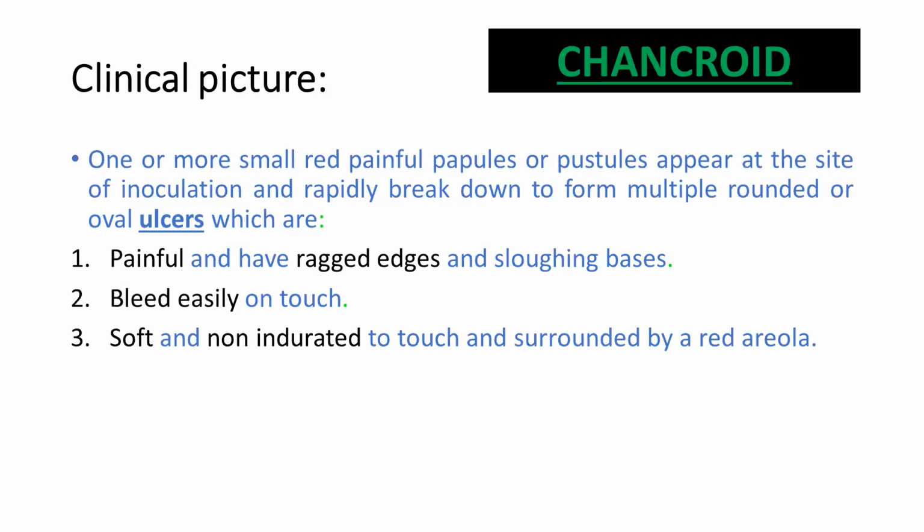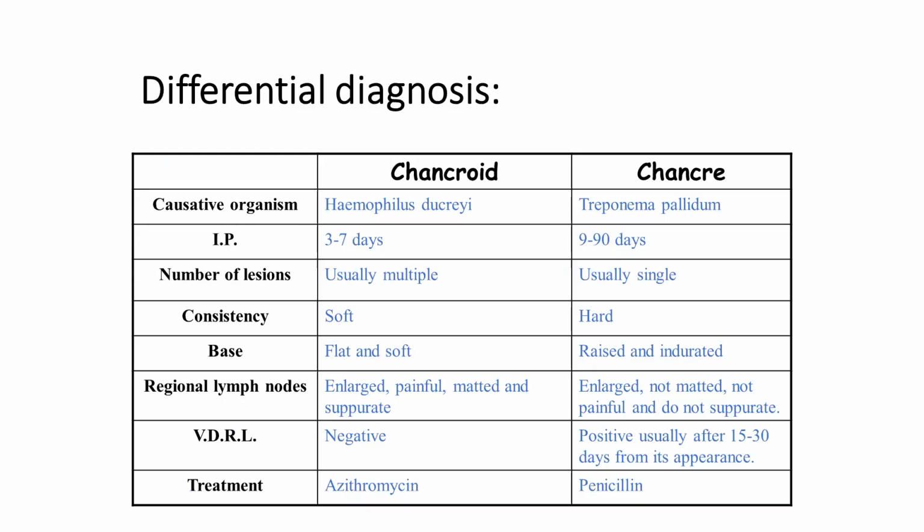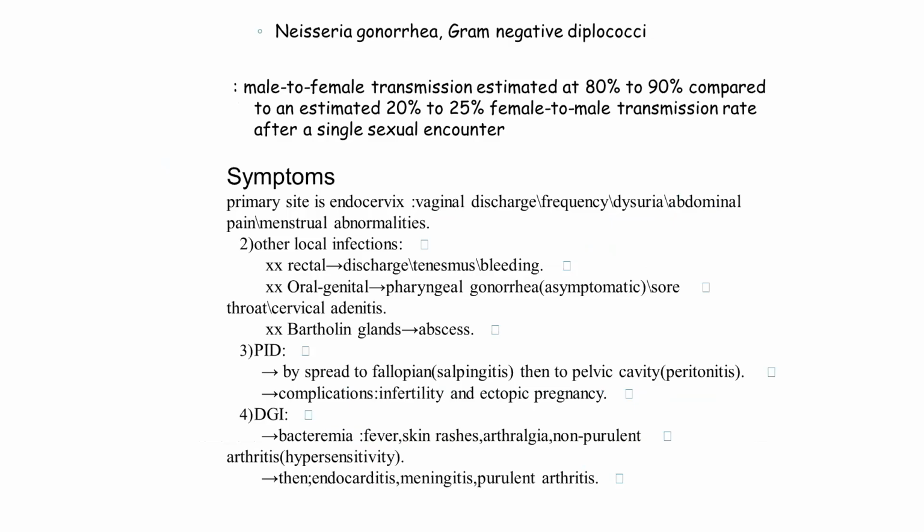Then chancroid, one or more red painful papules or pustules are present. These are painful, have ragged edges and sloughing bases, bleed easily on touch, and they're soft, non-indurated. And this is all in comparison to that of chancre. This is a picture of the chancroid. And these are the differences between the chancroid and chancre. The good thing is that they all are easily treatable if diagnosed.